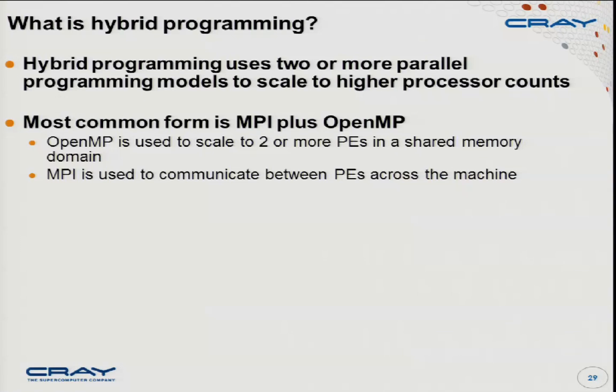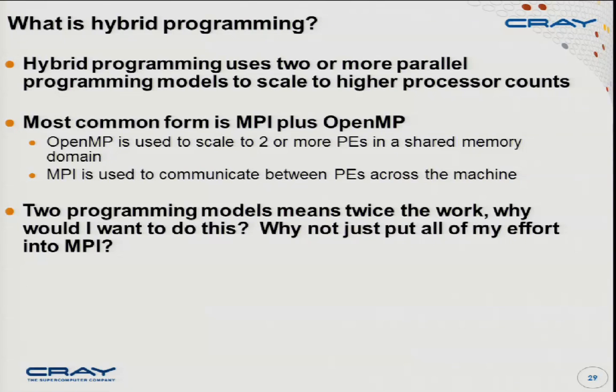Most common form is MPI and OpenMP. In this case, OpenMP is used to scale to two or more PEs in a shared memory domain, and then MPI is used to communicate with those ranks or those groups of PEs. Two programming models often means twice as much work. Now, probably someone on the OpenMP committee would say, no way, it's not twice as much work. Well, really done well, it can be a substantial amount more work.